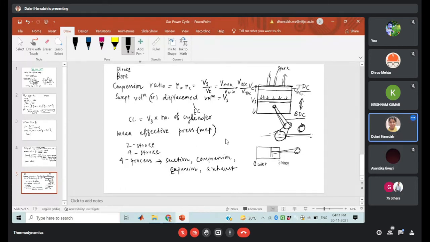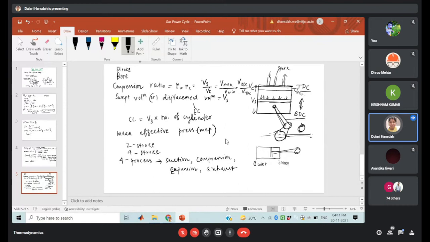Suction means in this case your air will enter the engine. Then there will be the compression. Compression means the piston will move from the bottom dead center to top dead center. Here the air will get compressed to the clearance volume, so it will gain pressure and temperature. At the end of the compression we will provide the fuel with the help of the injector. This is the example of your diesel engine. In that case only the air gets compressed. At the end of the compression we provide the fuel, so that high temperature of air is sufficient to burn the fuel, that is the diesel fuel.